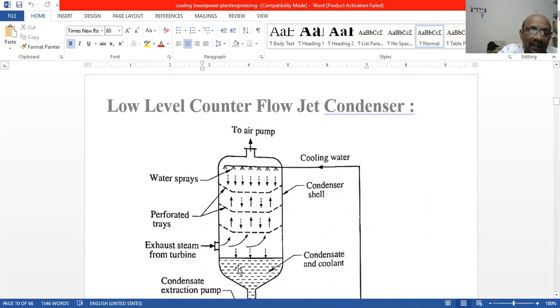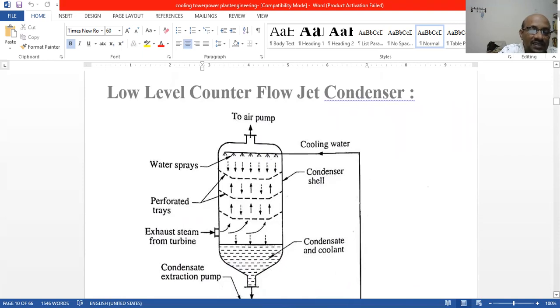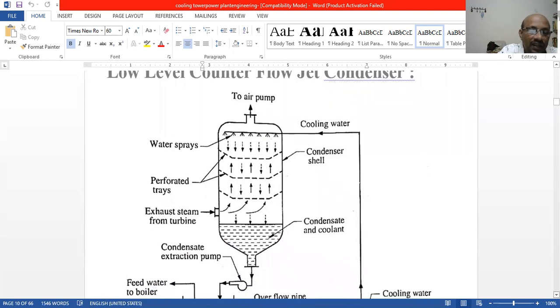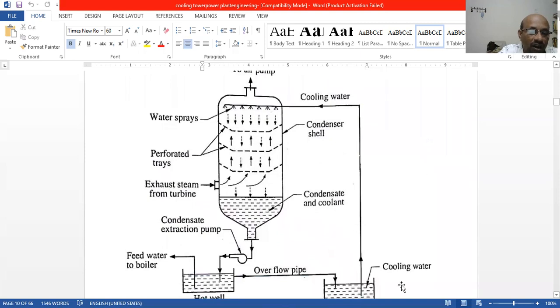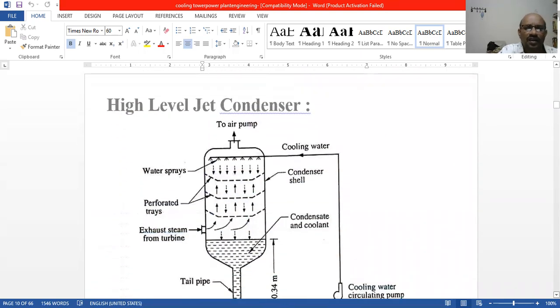This entire liquid we can say is condensate. So this condensate extraction pump will be there, and then we are sending it to the hot well, and from the hot well it is fed to the boiler, and this cooling water we are making. If it overflows in the hot well, we send it again to the cooling water. If any other source is there, we are going to see it.